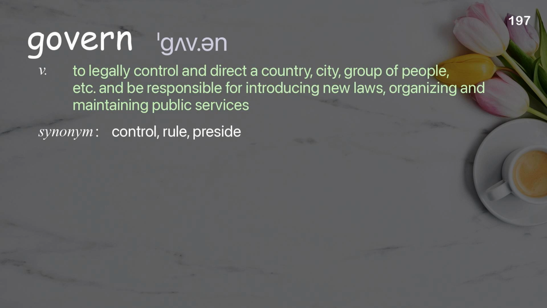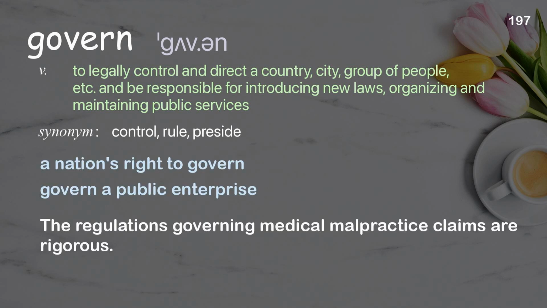Govern. To legally control and direct a country, city, group of people, etc., and be responsible for introducing new laws, organizing and maintaining public services. Examples: A nation's right to govern. Govern a public enterprise. The regulations governing medical malpractice claims are rigorous.